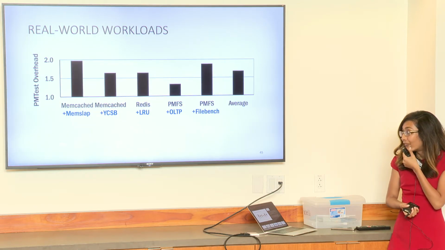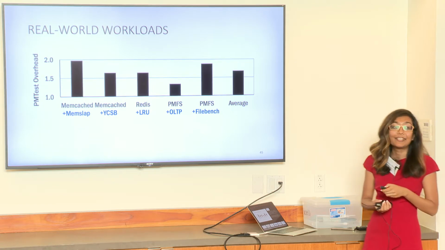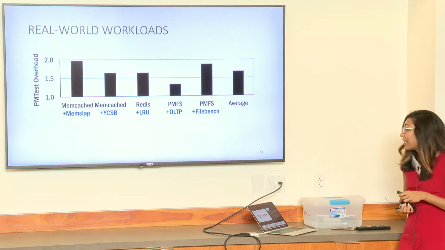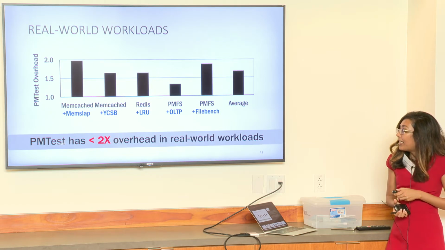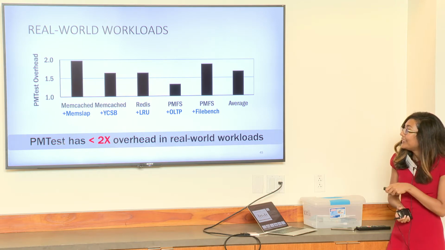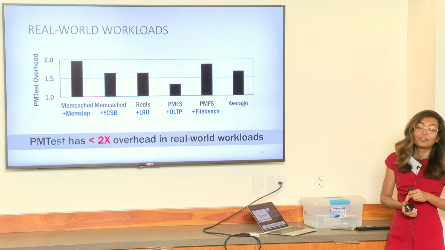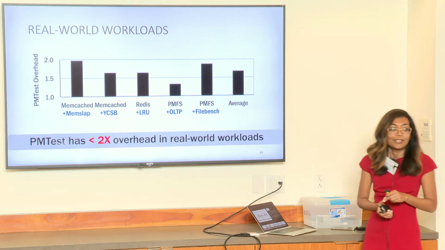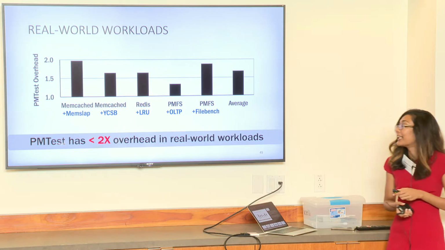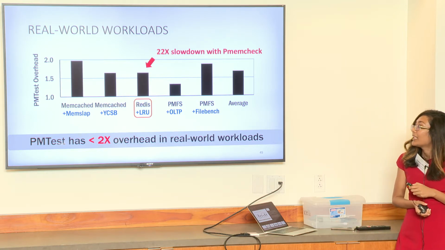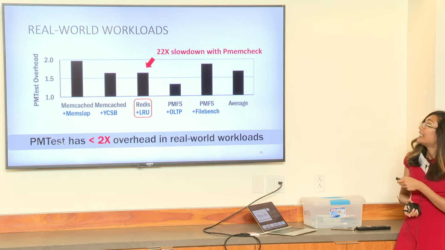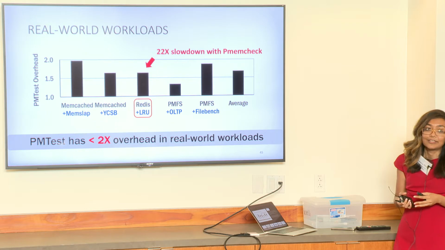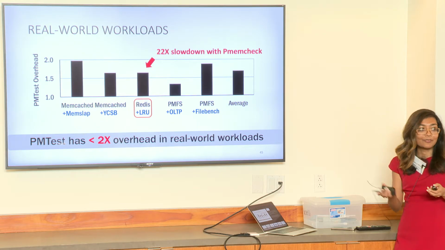This one is more interesting because here we are testing real-world workloads like memcached, Redis, and a persistent memory file system with different types of clients. What we see is that PMTest has less than 2x overhead in these workloads, so it's pretty lightweight. And for Redis, which uses the PMDK library, it shows a 22x slowdown if you just run with the native application.